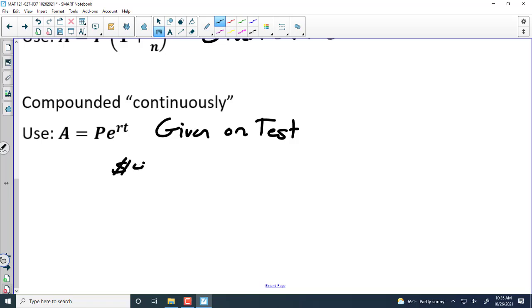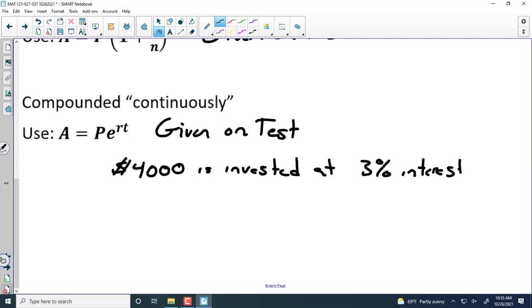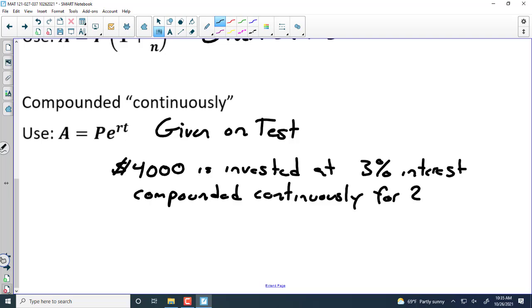So what we have is $4,000 is invested at 3% interest, compounded continuously for 20 years. And so as soon as we see this word continuously, that's what tips us off that we're using this formula. That's the only thing I look for to know that I'm using that formula instead of the other interest formula. That word continuously.